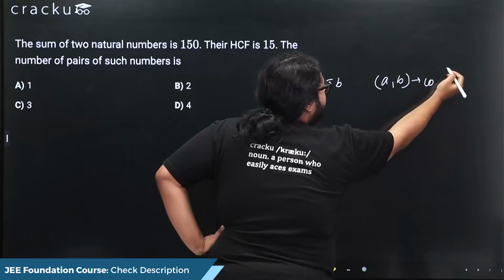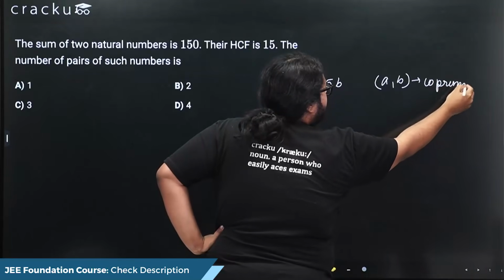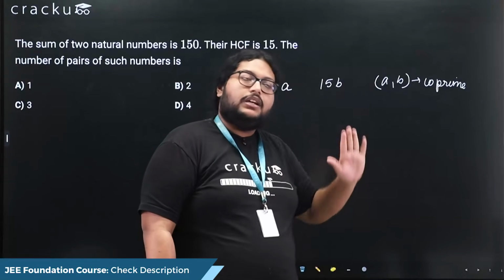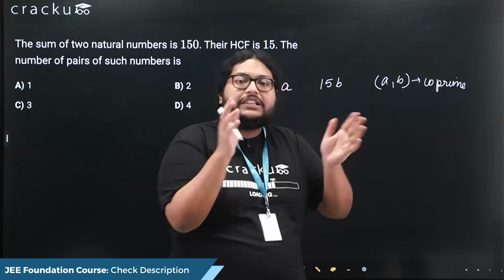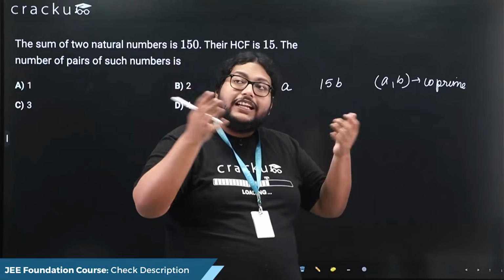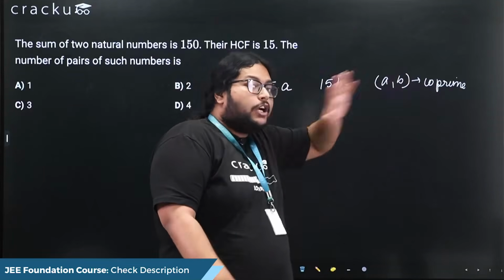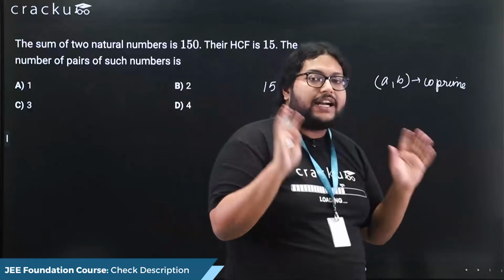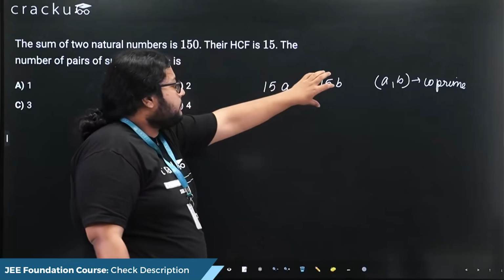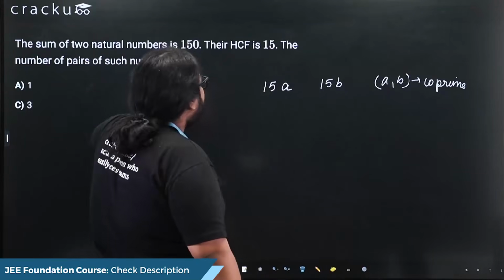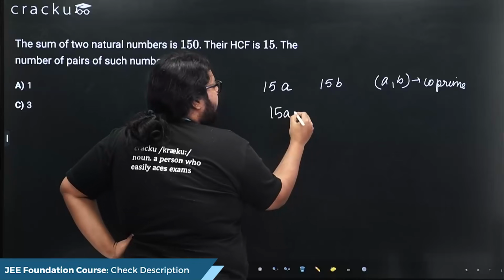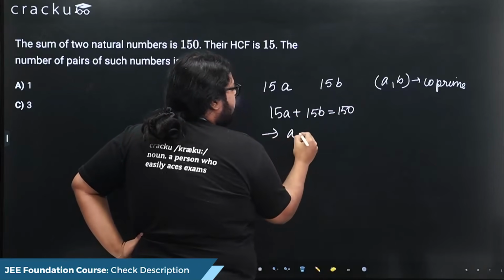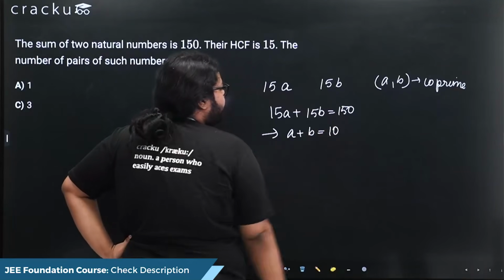What is co-prime? Co-prime means A and B don't have any other common factors. A and B can be something like 2 and 3, or something like 4 and 9. A and B are not necessarily prime, but they are co-prime, as in they don't have any common factors between them. So if I take the numbers to be 15A and 15B, we are told the sum is 150. So 15A plus 15B is equal to 150. This basically gives me A plus B is 10.